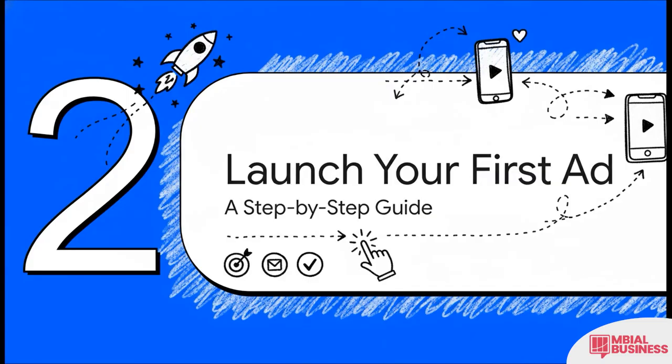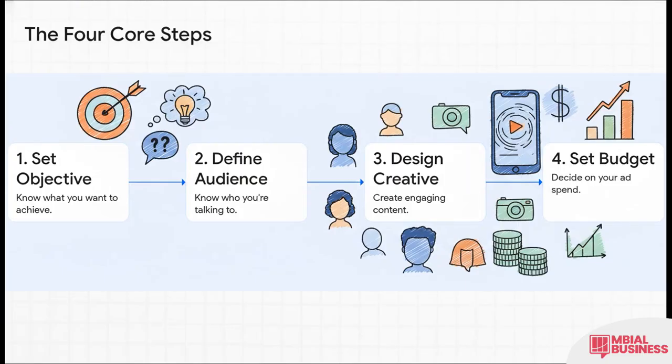All right, enough about the why. Let's get our hands dirty with the how. Launching your first campaign is actually way easier than you probably think. We're going to walk through the essential steps to get you up and running, like right now. Honestly, it all boils down to these 4 things. 1. What do you want to happen? 2. Who are you talking to? 3. Make something they'll actually want to look at. And 4. Tell the system how much you're willing to spend. See? Simple. Let's dig into each one.